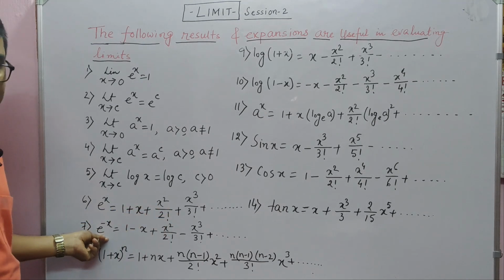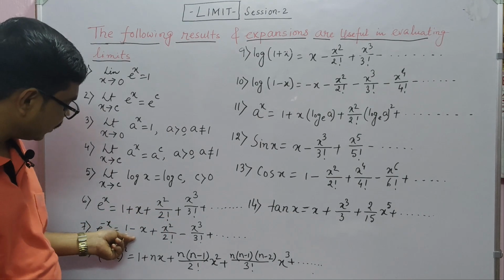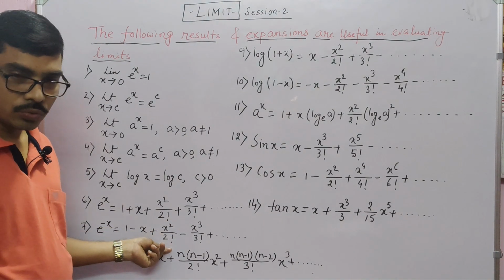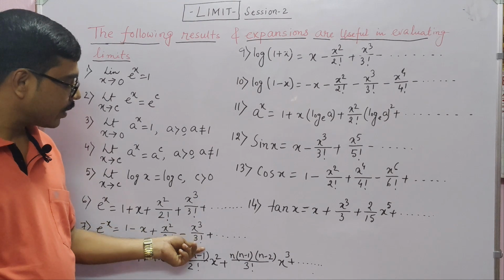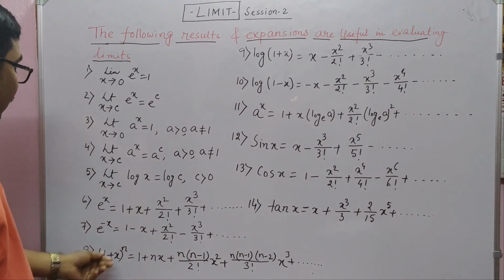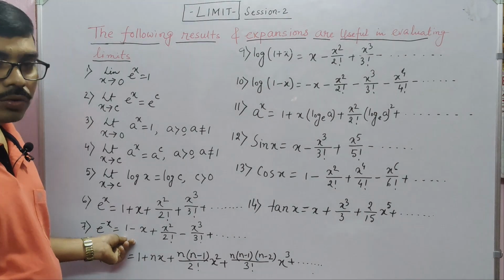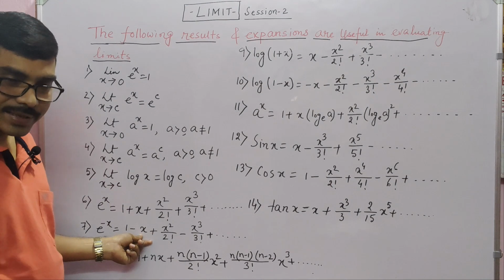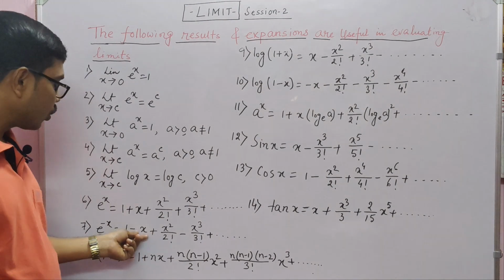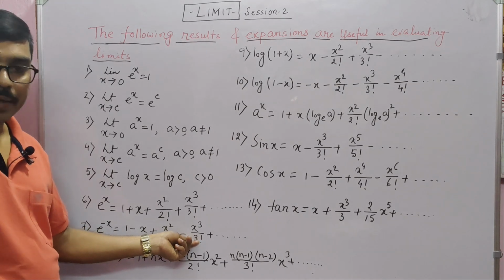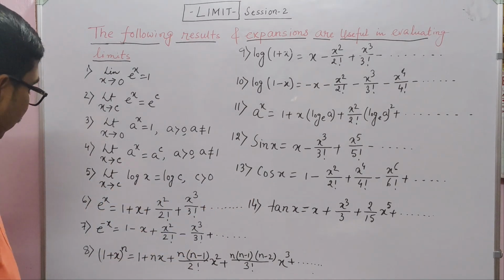Similarly, e to the power minus x equal to 1 minus x plus x square by factorial 2 minus x cube by factorial 3 plus up to dot dot dot ইনফাইনাইট পর্যন্ত যাবে। অর্থাৎ যখন x এর পর অড নাম্বার তখন মাইনাস, ইভেন নাম্বার প্লাস, আবার অড নাম্বার মাইনাস, and so on.